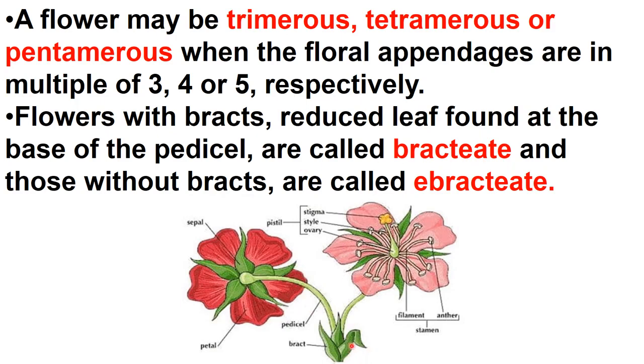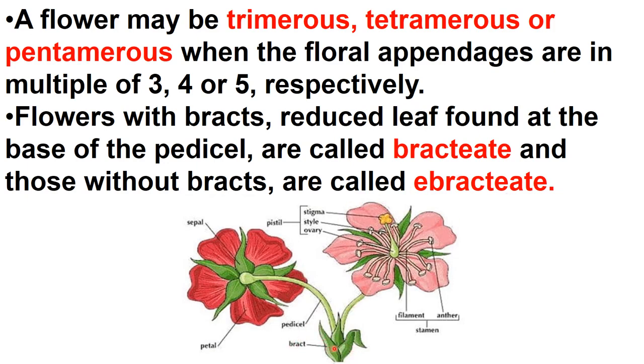In which flowers these reduced leaf-like structures are present at the base of pedicel, such flowers will be called bracteate flowers. And the flowers without these bracts are called abracteate flowers, right? So these are not present in all the flowers. If these are present, the flower will be called bracteate, and if not present, the flowers will be called abracteate.